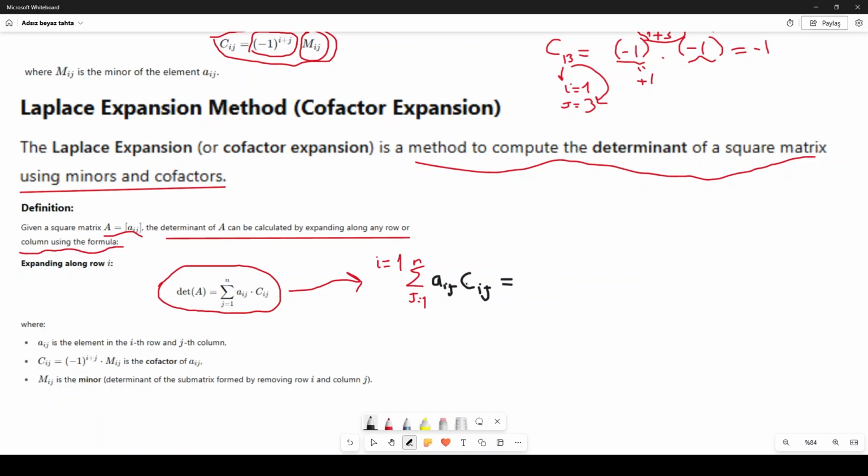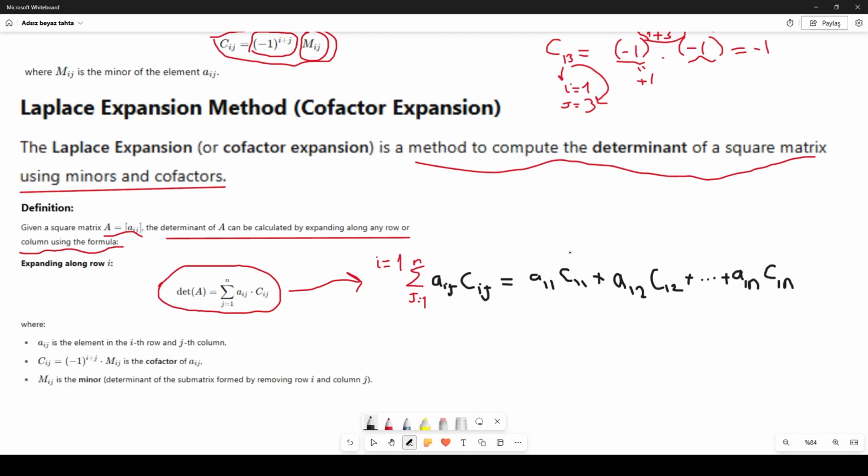So when we expand the summation, then we have A11 C11, and then when j is equal to 2, then we have A12 C12, and it goes all the way up to the last cofactor, so plus A1n, up to the last column, C1n.